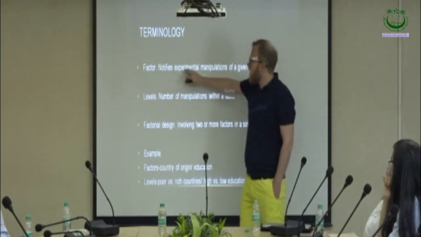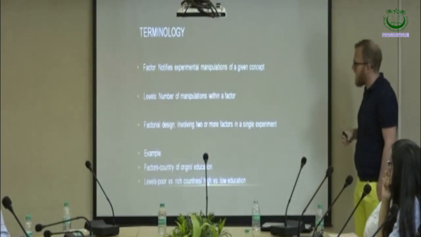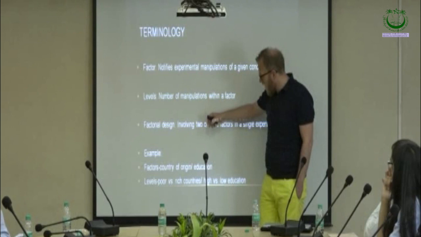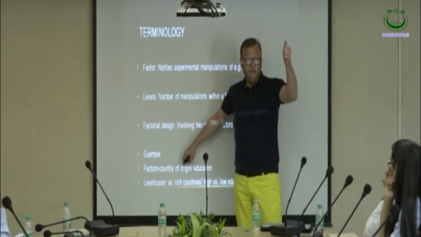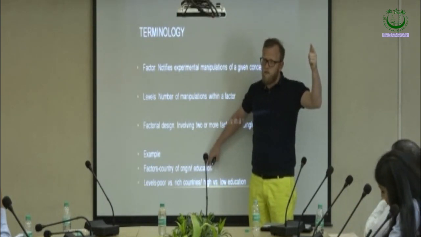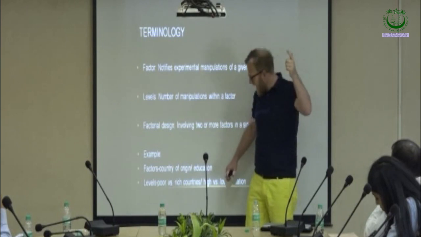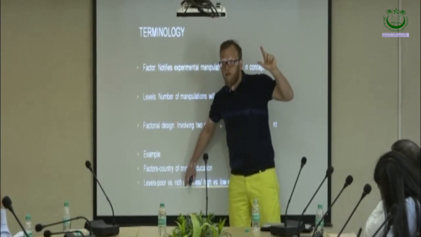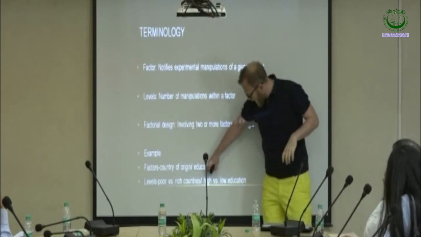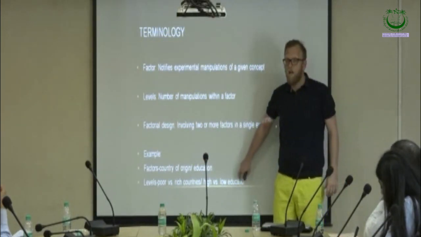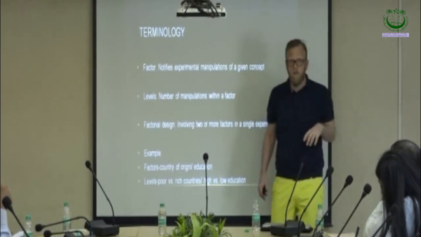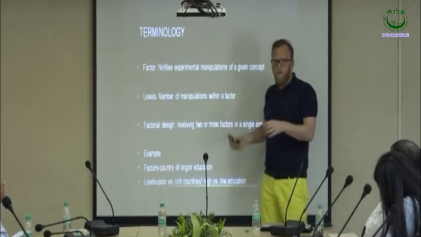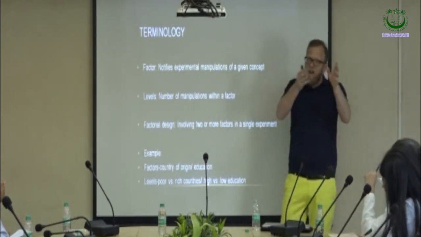The factor in the factorial design denotes the experimental manipulations of a given concept, and the levels are the number of manipulations. The factors in the example we just saw are the country of origin, factor 1, and education, factor 2. So we're dealing with two factors here, and each of these factors has, in this case, two levels. It could come from a poor or a rich country, two levels for factor 1, or it could have a high or low education, that's the two levels for factor 2.